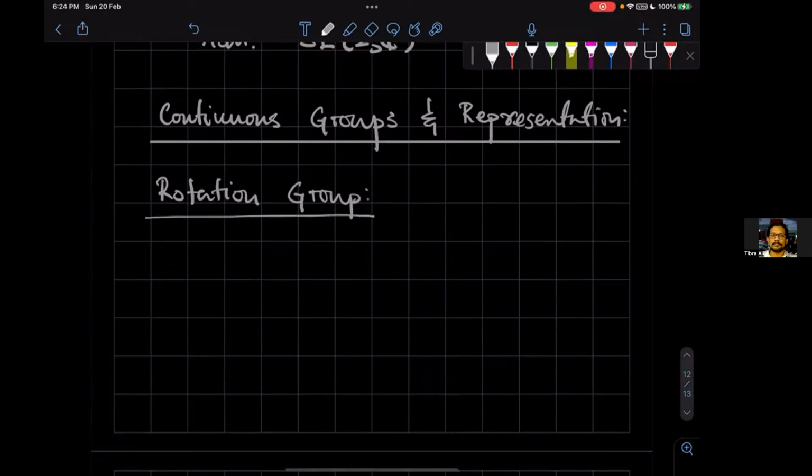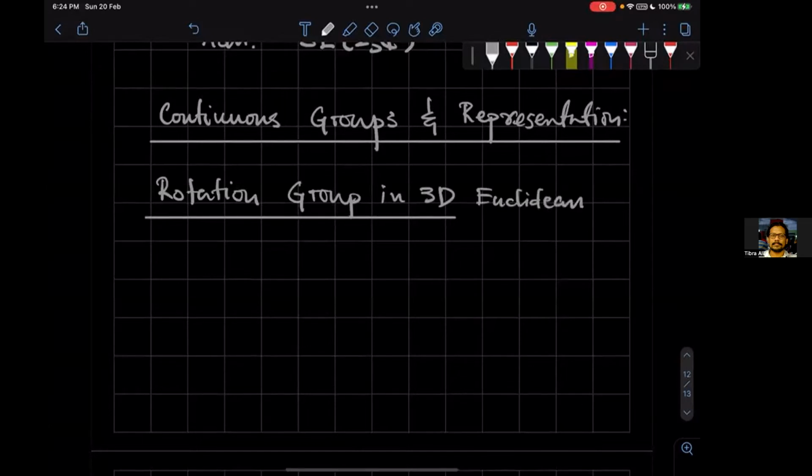So let's take the rotation group in 3D, in three-dimensional Euclidean space. Okay, let's write that out. Our space is more or less Euclidean because we are far away from any very strong gravitational field. I mean, we are in one, but it's still approximately Euclidean.